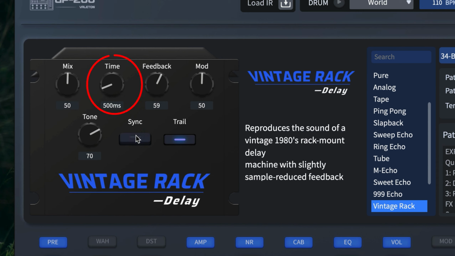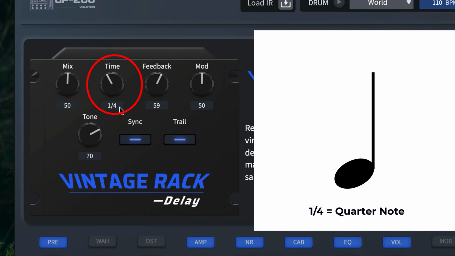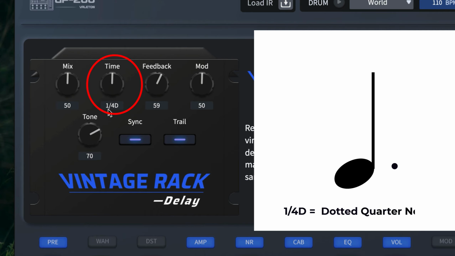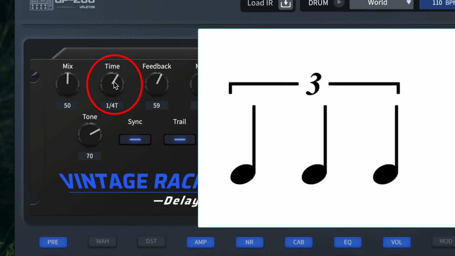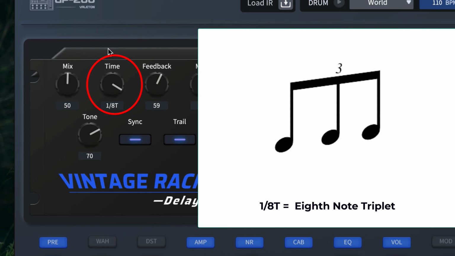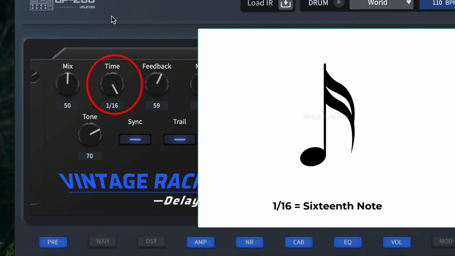So look at the time. You realize once I hit the sync, it changes the time to quarter notes. So the 1/4 means quarter notes. When I move it forward, this is dotted quarter notes, this is quarter note triplets, and then we have the eighth notes, dotted eighth, the eighth note triplets, and we have the 16th notes.